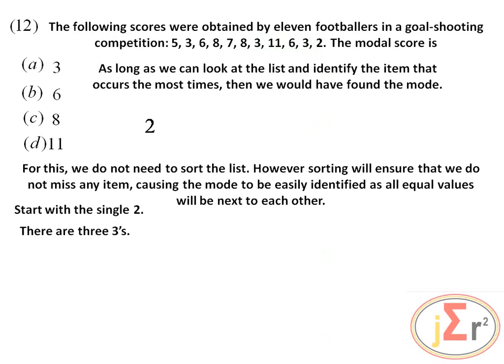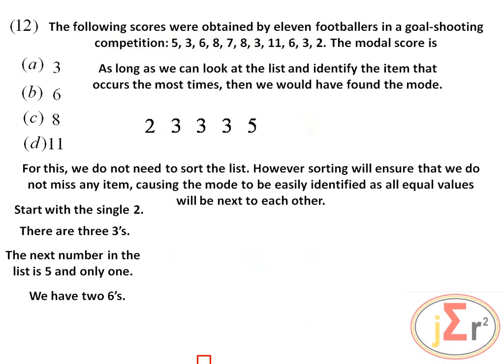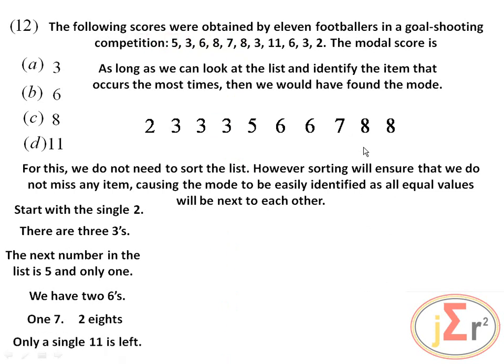There are 3 3s. Move on to the next number in the list, which is 5, and we only have 1. We have 2 6s. And we almost miss one right here. 1 7. How many 8s? 2 8s. Any 9? No, only a single 11 is left.